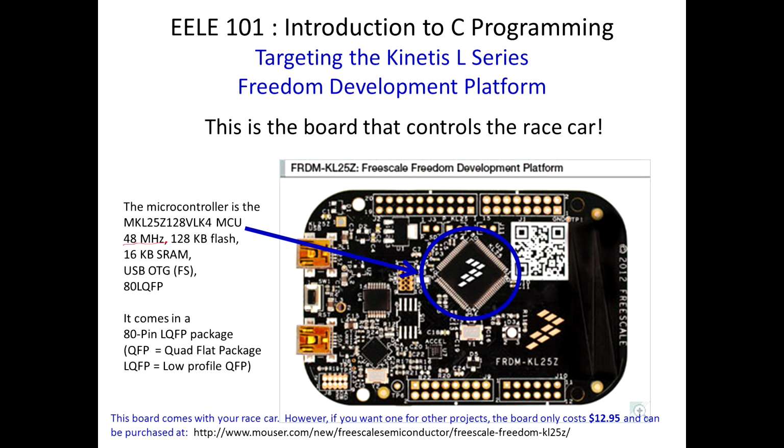This comes in an 80-pin LQFP. QFP means quad flat package, and this is the shape right here. The L means it's low profile, so it doesn't stick above the board very much. The nice thing about this board is that it's pretty cheap. It only costs $13. So once you learn how to use this board, if you have another project down the road that you want to control, you can easily buy another one and you know how to use it. Here's the link where you can go and buy another one if you want to. However, this is the board that we will use to control the race car.